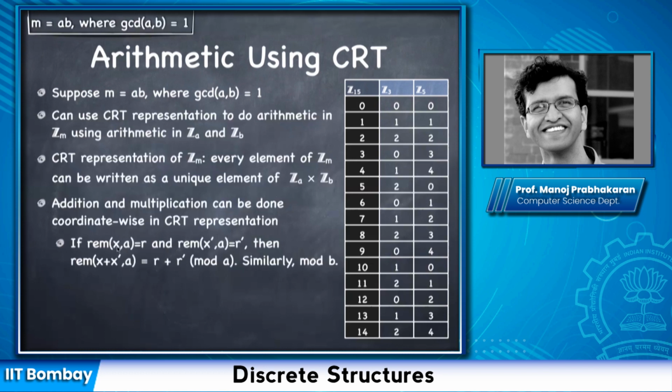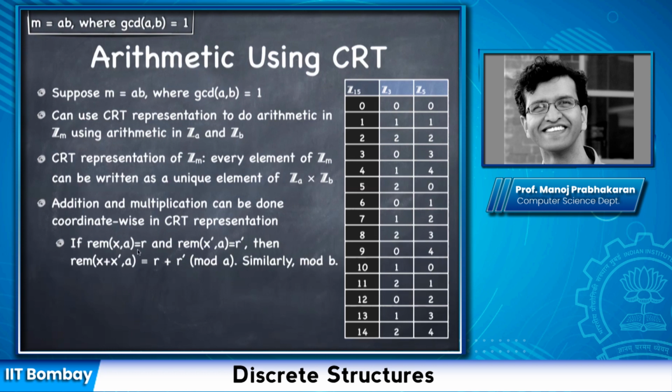So you give me x and x prime, and you want to find x plus x prime. What I'll do is I'll just find the CRT representation of x plus x prime. And how will I do that? First I'll compute the CRT representation of x with respect to A and with respect to B. I'm just showing you modulo A here. So the first coordinate in the pair that represents x in the CRT representation is the remainder of x with respect to A. And the second coordinate is the remainder of x with respect to B.